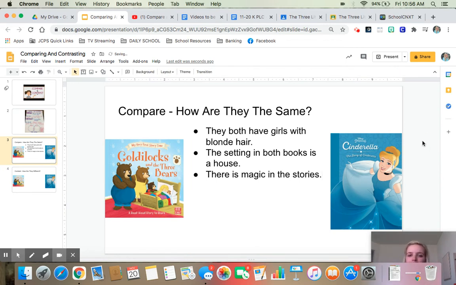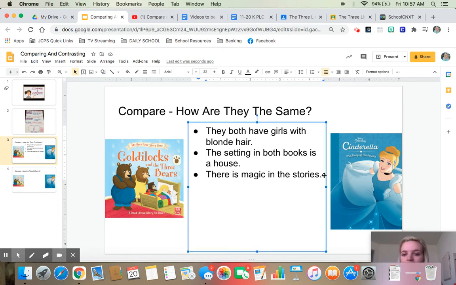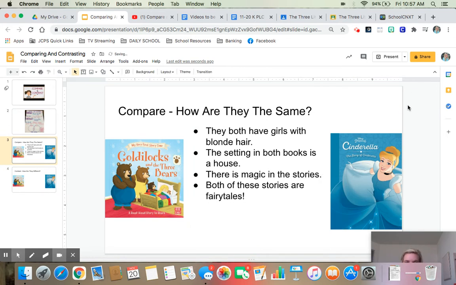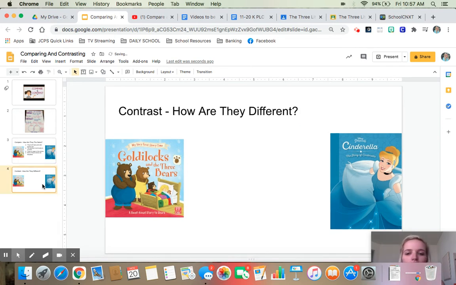So 3 ways they're the same is they both have girls with blonde hair. The setting in both books is a house, and there is magic. I also want to add that both of these stories are fairy tales. Perfect. So now we're going to go ahead and go to how are they different? What is not the same in these stories?